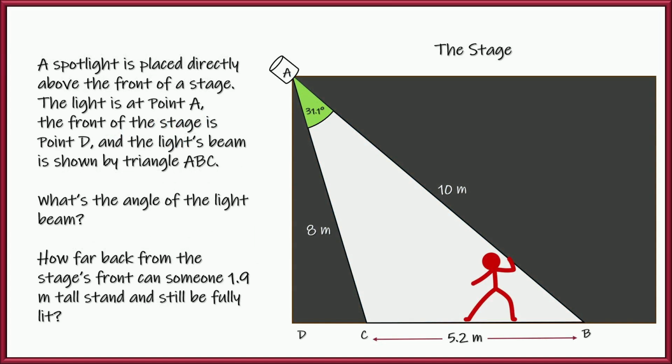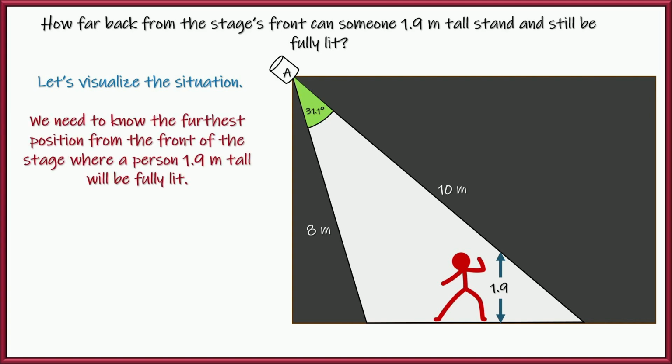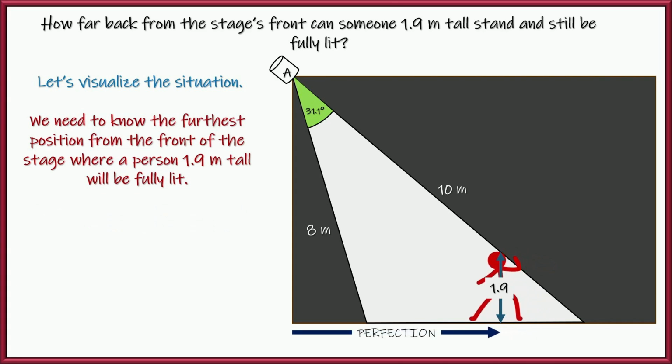Now this next part is a little bit tricky. We've got to figure out how far away from the front of the stage somebody that is 1.9 meters tall can stand and still be fully lit. Visualizing that is a really good idea. We've got somebody on stage, they're 1.9 meters tall. How far back must they stand? Well, if they're here, they're obviously okay. They're fully in the light. However, if they are back here, they're too far back, and you can't see all of them because this part over here will not be lit up. So they need to be right there, and we've got to figure out what that position is.